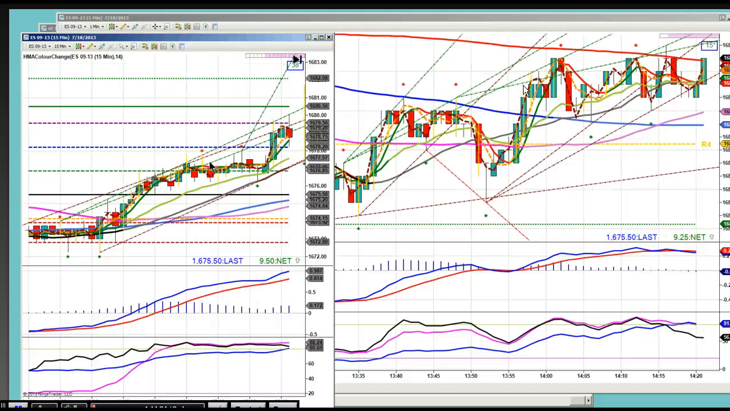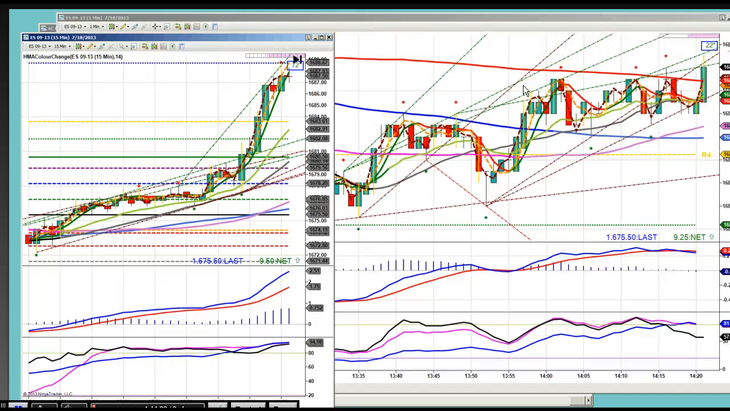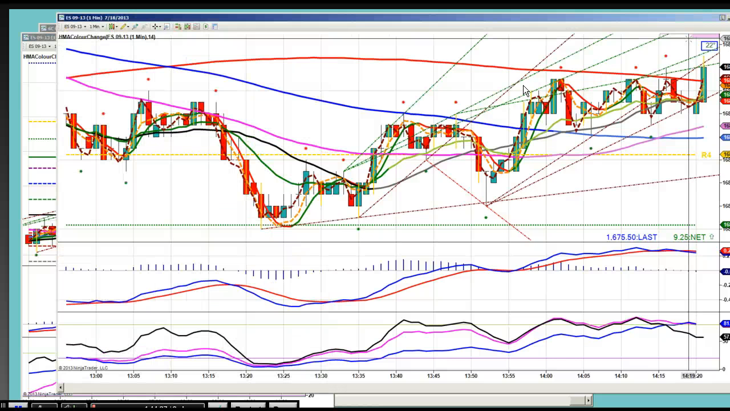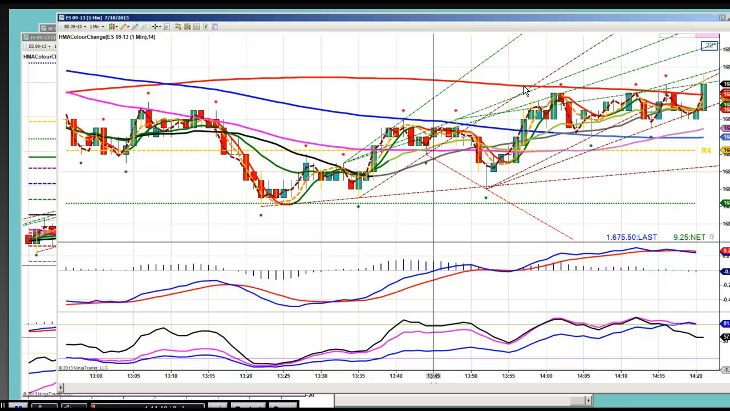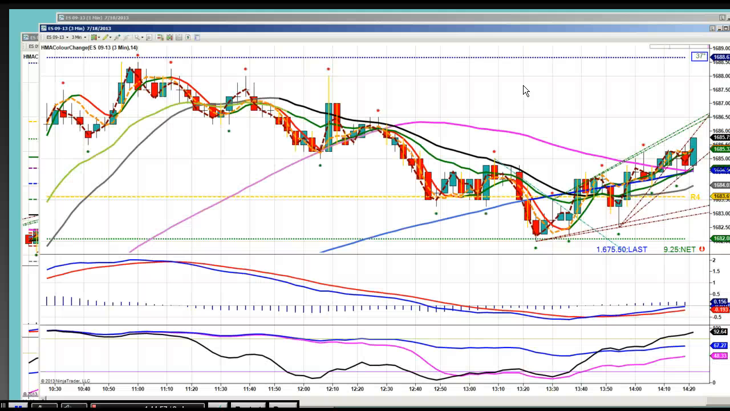One thing I do want to tell you that I didn't mention with relation to the pivots. When it comes to the R4 and the S4, the ceiling and the floor, let me do it on a 3-minute chart. It's a little easier to explain. The one thing you want to watch for is if you see that the price action has crossed the R3 or the S3, then the probability factor of it going to the R4 is very high.